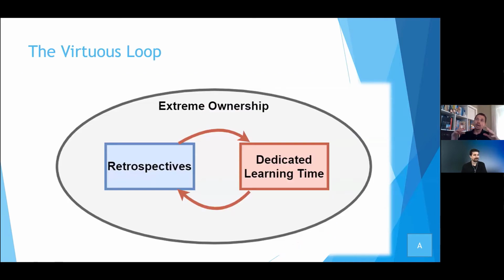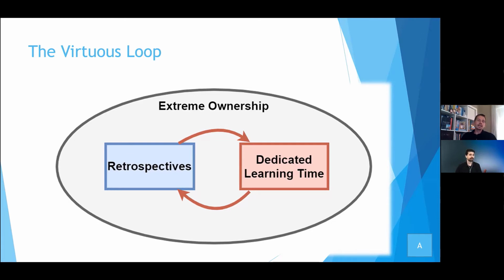Then I'm going to hit a couple of cultural items which led to mobbing being, so to speak, discovered. One of those is the virtuous loop. This is something we are very passionate about in our environment. There are three things working together all the time: extreme ownership, retrospectives, and dedicated learning time. Right off the bat, the teams are the ones who own how the process works. They own the tools they use. They make decisions about how they do their work. So the team decides, the mob decides.